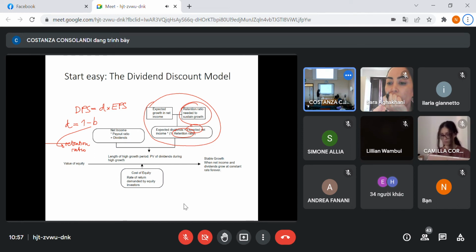Now, why should a company, in your opinion, and I can leave the floor open, the floor is yours, why should a company prefer to use internal financing and not go to outside financing? So debt, or issuing new shares.